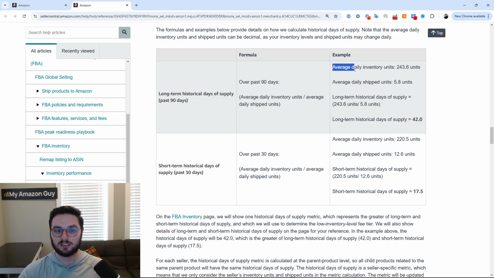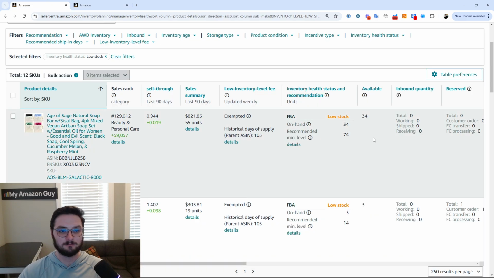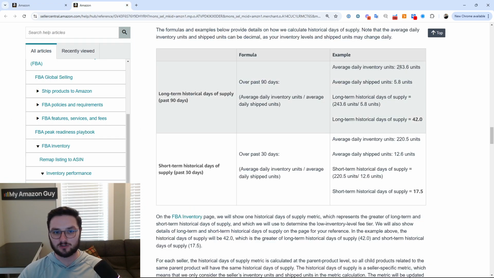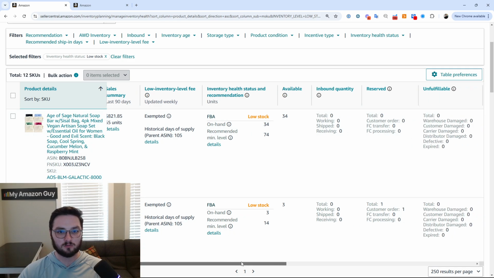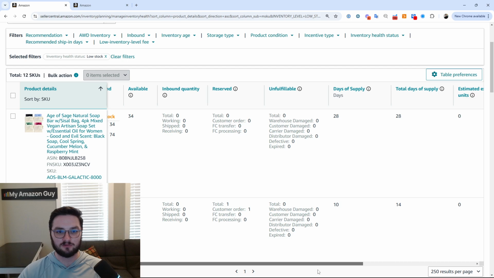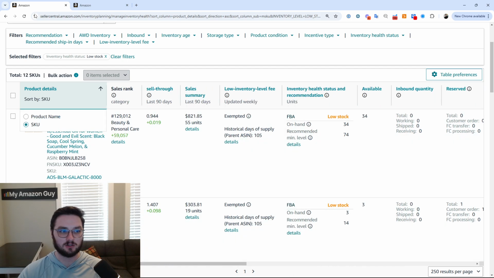Your average daily inventory units, so if we come back over here, this is the average. So we can see our overall on-hand inventory units. They are taking this every single day for the past 90 days. 243.6. Average daily shipped units, 5.8. So that would be over here where we are looking at our fulfillable quantity. So how much is actually being fulfilled.